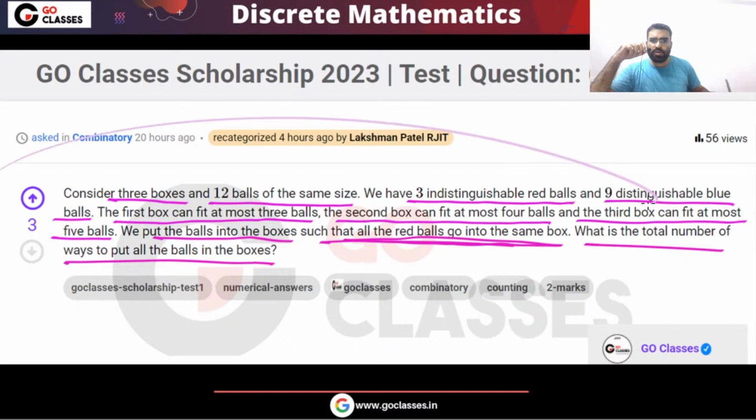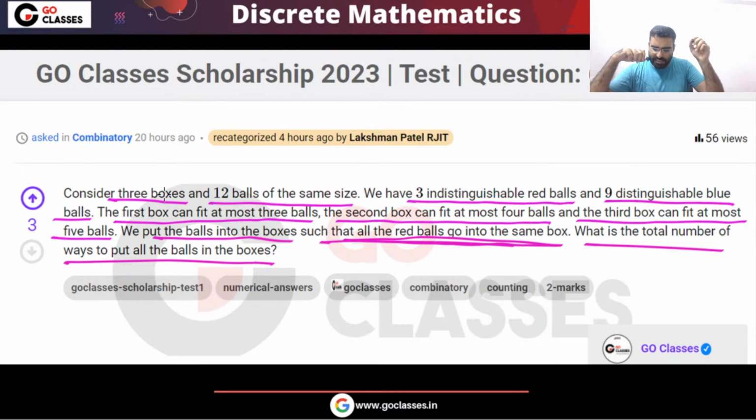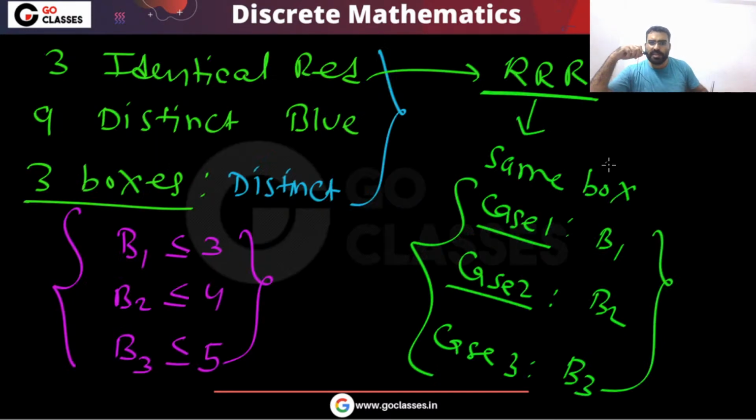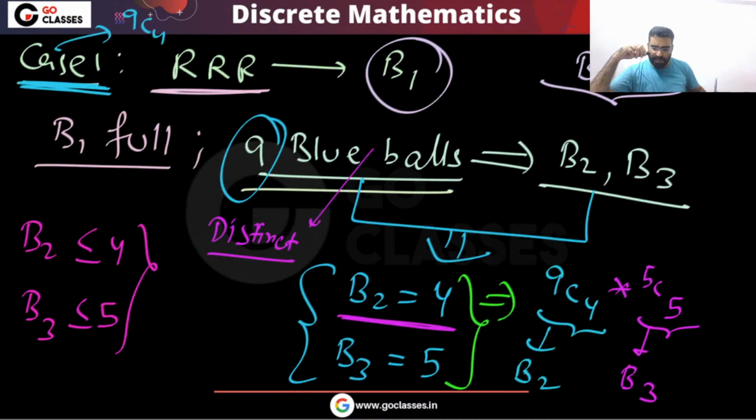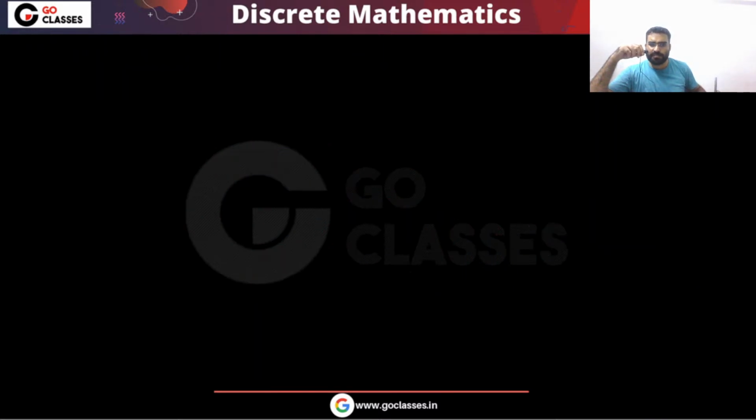This is a nice question. You can notice everything is working very perfectly. Yes or no? In all the cases, everything is working very perfectly. Three cases are possible, because all the red balls should go to the same box. So you can put them in box B1, or in box B2, or in box B3. These are the three cases possible. In all the three cases, all the boxes are completely filled. So your answer will be this.